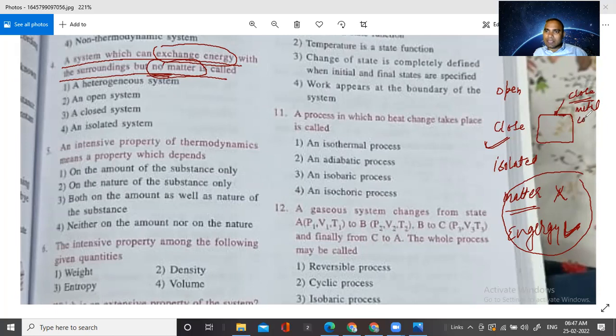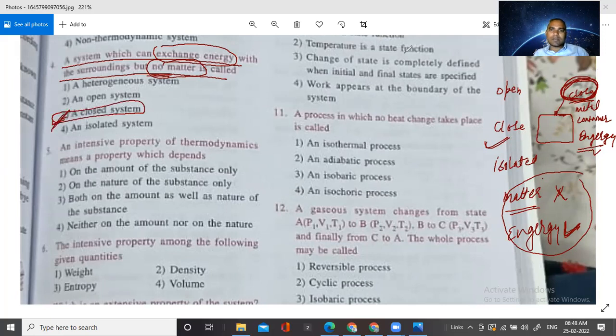Now a closed metal container is there. So what will happen? Heat will be transferred or energy can be exchanged. Cold will become hot, hot will become cool. So energy is exchanging, but matter is not exchanging. So this system is what type of system? Closed system. Okay, so our answer will be option number 3. Can you understand this now? Okay, very good.